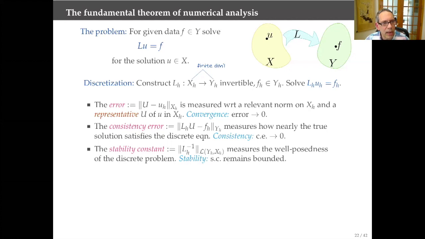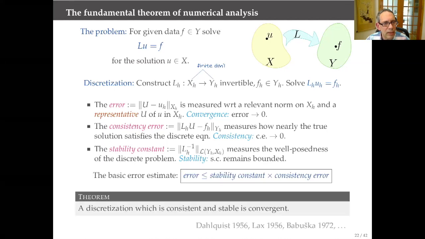The consistency error I get by taking the difference between L_h on the exact solution minus F_h, how much the true solution fails to satisfy the discrete method, measured in the Y_h norm. That's the consistency error. Consistency means that goes to 0. And stability is the sensitivity of the discrete problem, how much a small change in F_h in Y_h leads to a change in U_h. That's called the stability, and the stability constant. And stability means the stability constant remains bounded. And the basic error estimate, which is not hard to prove, is that the error is bounded by the product of the stability constant and the consistency error.